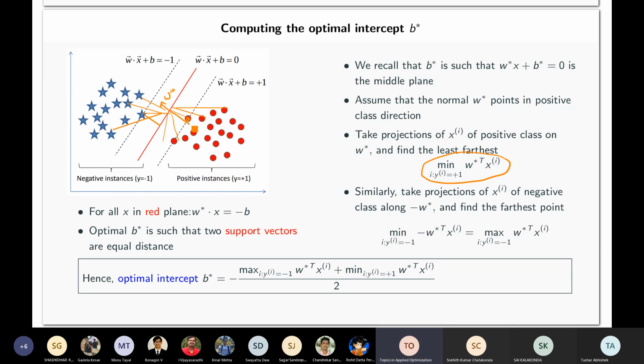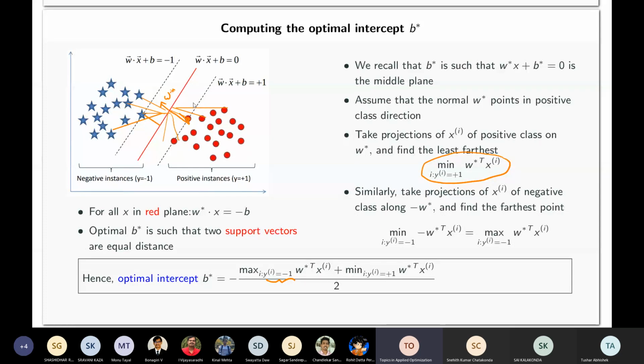So this will give me this: W star, this one and this one. So max for these guys, the negative labels, -1. We will be taking the max, and for these guys, we will be taking the min, because W star will be like the negative, since the direction of the normal will be reversed here, right?